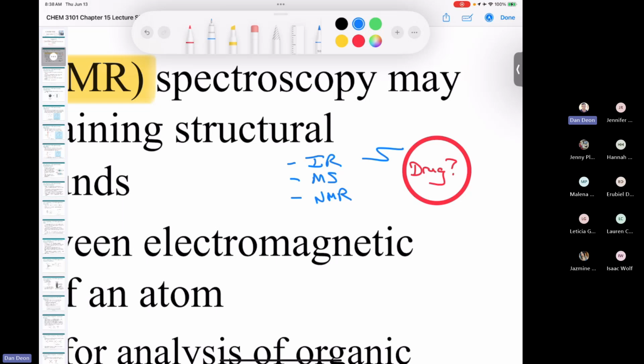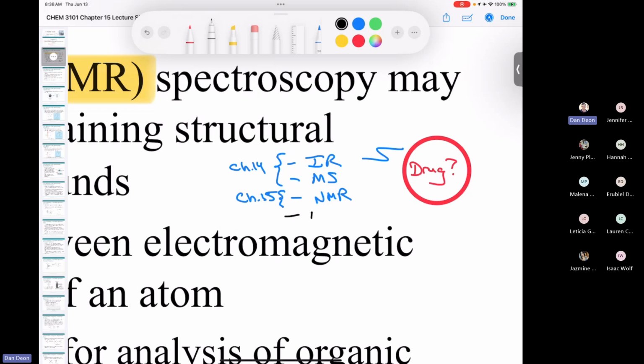Okay, and so we covered these two forms of spectroscopy and spectrometry in chapter 14, and now we're getting into NMR, which is this chapter, chapter 15. And if you're wondering, hey, Mr. Dion, are there any other types of spectrometry that we would use?